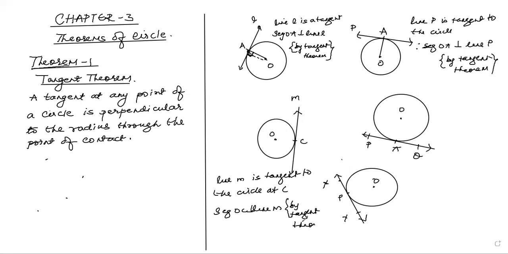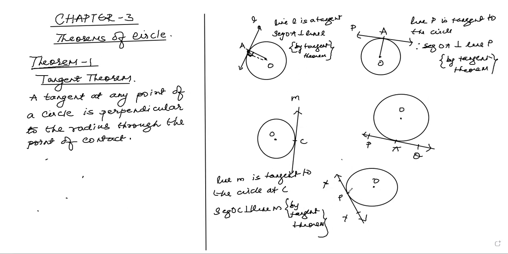You don't have to worry about the statement and all. But the moment you see a tangent, it should come to your mind that the tangent is perpendicular to the radius. Here, segment OC is perpendicular to line M.